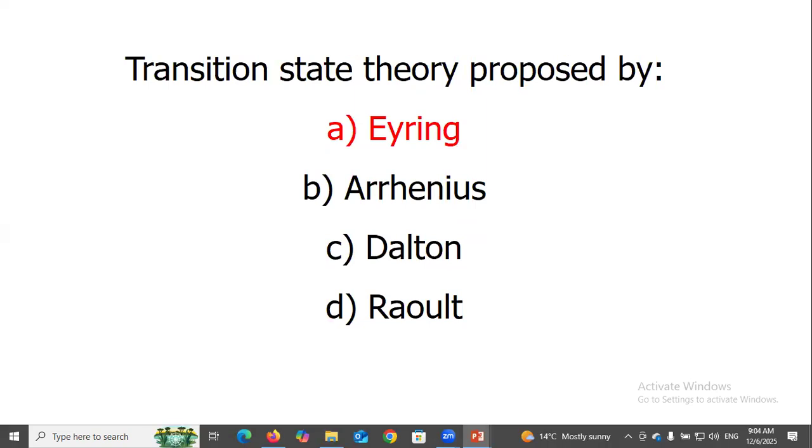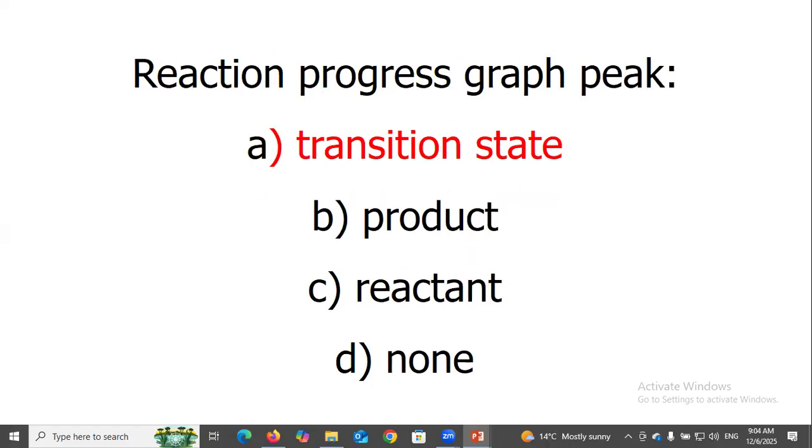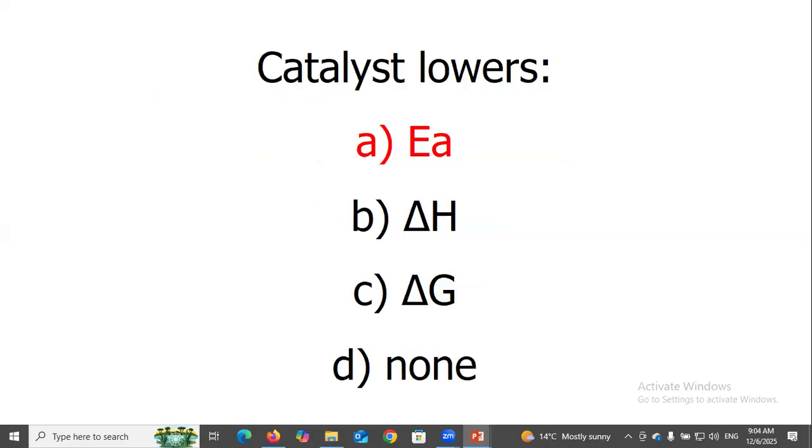Transition state theory was proposed by Eyring, Ernest, Dalton, Raoult. Correct option is option A, Eyring. Arrhenius constant A refers to frequency factor, rate of reaction, entropy, non-frequency factor. Reaction progress graph peaks: transition state, product, reactant, none. Correct option is option A, transition state.